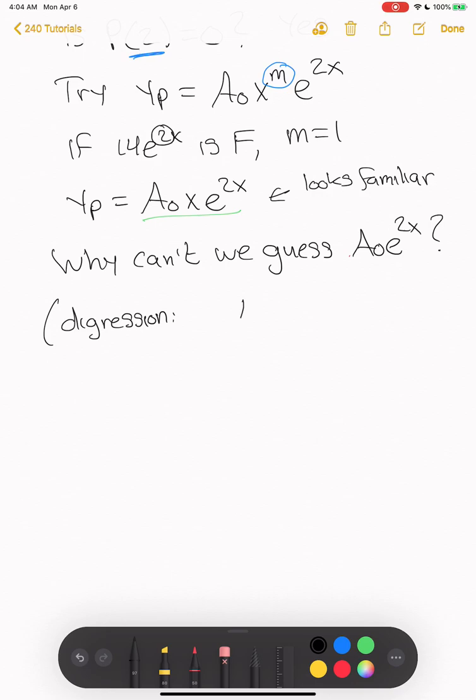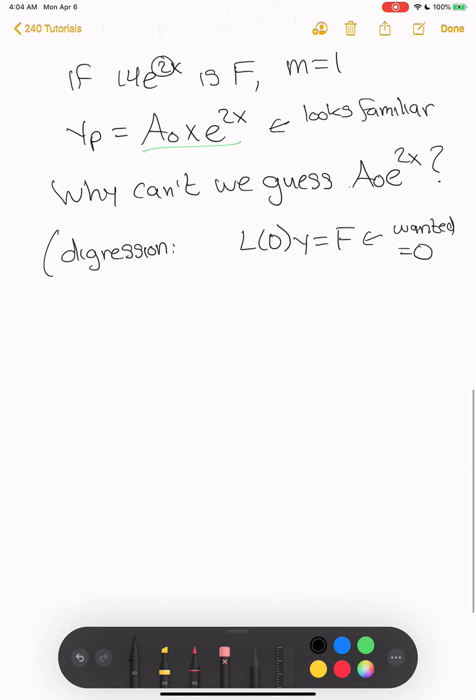Okay, so we had some linear differential operator applied to y, and it gave us f. But we didn't want f, we wanted 0, right? Wanted 0. So what we did was we applied what we called the annihilator to both sides. And that's how we were able to get this 0.